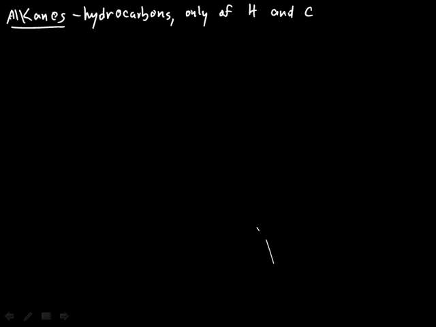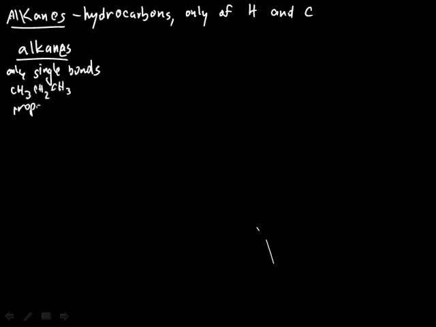Now, as I mentioned, alkanes are hydrocarbons, and among hydrocarbons there are several classes. The first one is alkanes, which have only single bonds. An example would be propane, CH3, CH2, CH3. Again, this is a condensed formula, but you should be able to expand this into a full structural form.